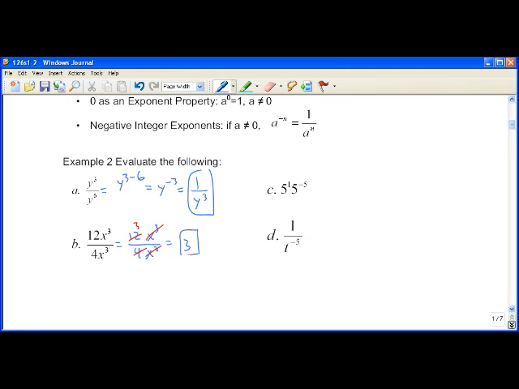For c, we have 5 to the 1 times 5 to the negative 5, so we're going to add those powers. 5 to the 1 plus the negative 5 is 5 to the negative 4. Now we can go further with this. This is like 1 over 5 to the 4, which is 1 over 625.